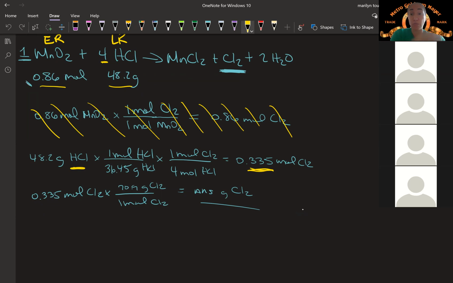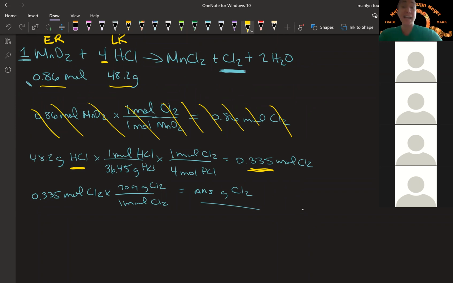So if I use 48.2 grams of HCl and I do the experiment perfectly, in theory, I should get 0.335 moles of Cl2, okay? Or however many grams that is when you use the molar mass. I should get that many moles of Cl2 if I do it perfectly. That is the theoretical yield.